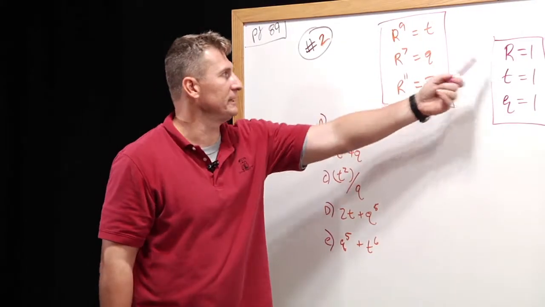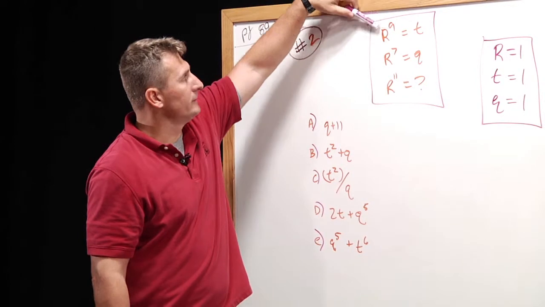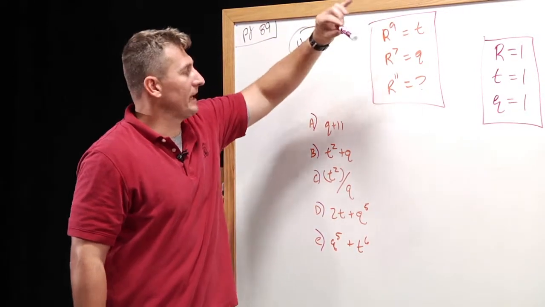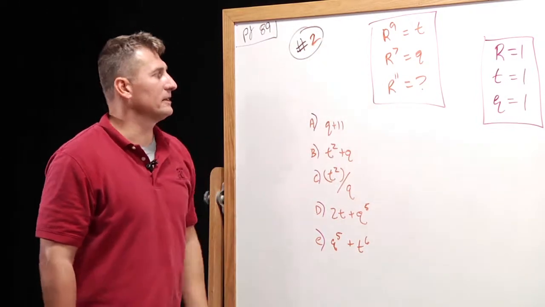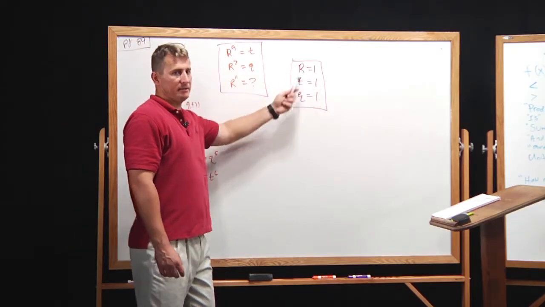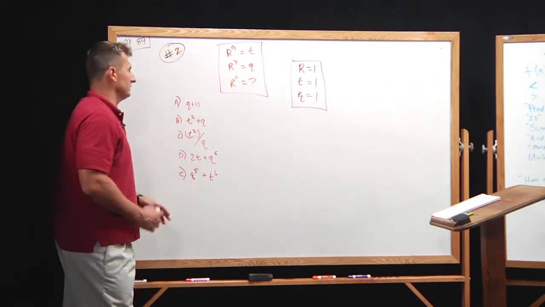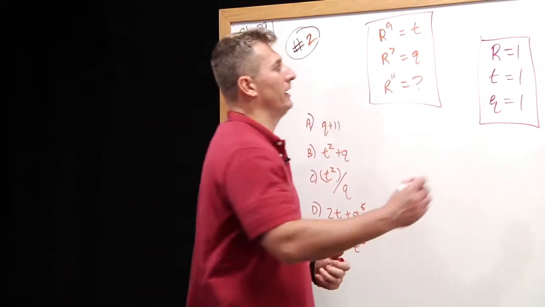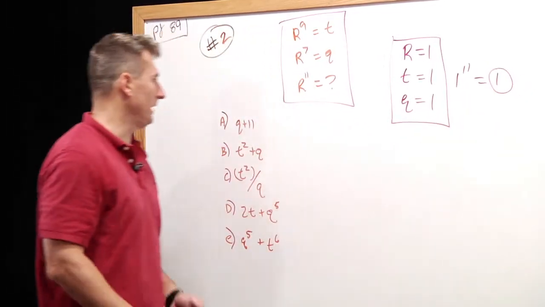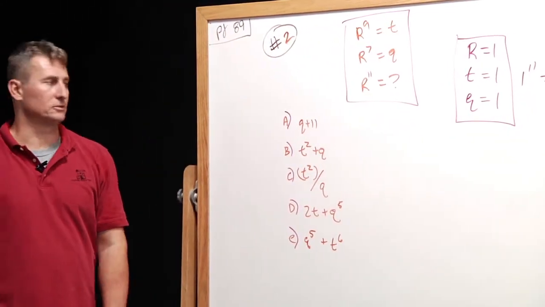So legitimately speaking, when we made r 1, 1 to the 9th became t. When we made r 1, 1 to the 7th became q. Now we just have to find what r to the 11th is. Notice variables stacked vertically in a box. Make sure that you're doing that in your syllabus. Now r to the 11th is what? 1 to the 11th, and 1 to the 11th is 1. So I'm looking for 1 as an answer choice here.